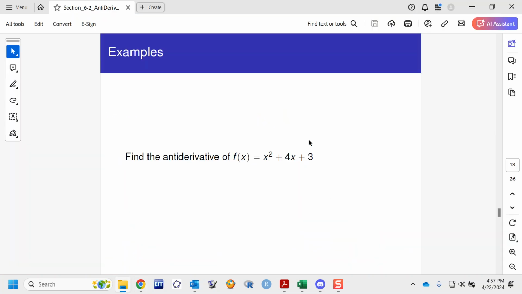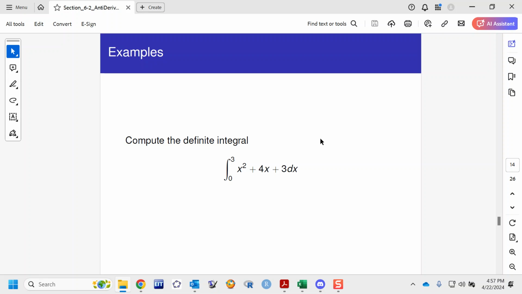All right, let's go back to the slides. Here you can see I'm asking you to do the definite integral of x squared plus 4x plus 3 dx from 0 to 3. What I'm trying to do is compare and contrast a definite integral with an indefinite integral. On this one we are going to need to know the antiderivative, but we're going to evaluate it at 3 and 0 and subtract those results to get an area under the curve.